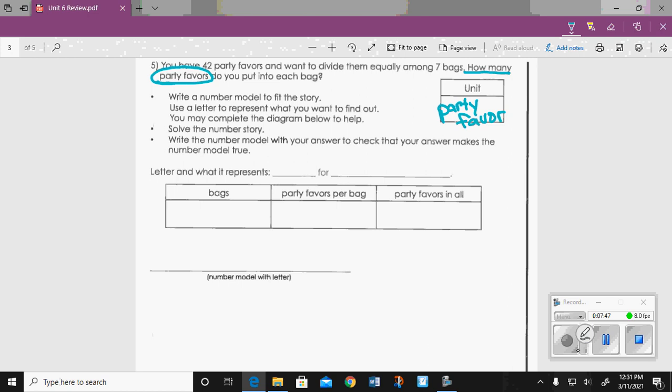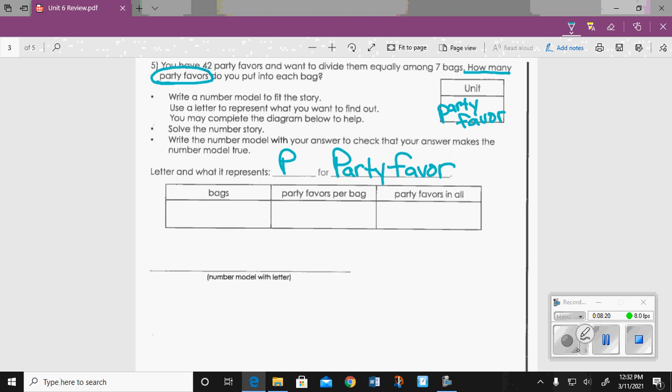So they want me to write a number model to fit the story using a letter to represent what you want to find out. You may complete the diagram below to help. Solve the number story and then write a number model with your answer to check your answer. So let's go with our letter. Let's go with a P for party favors. Remember, you only have to use one letter even though it represents 2 words, party favors.